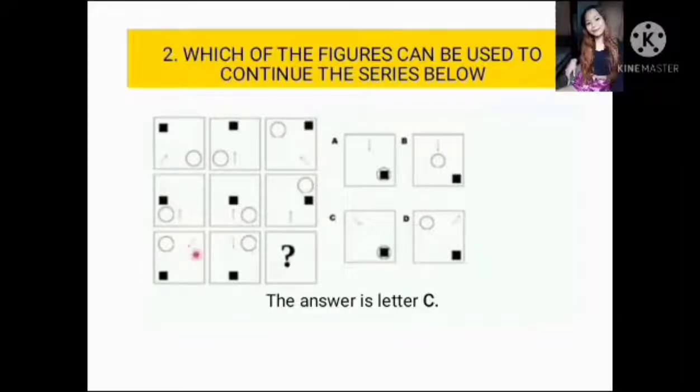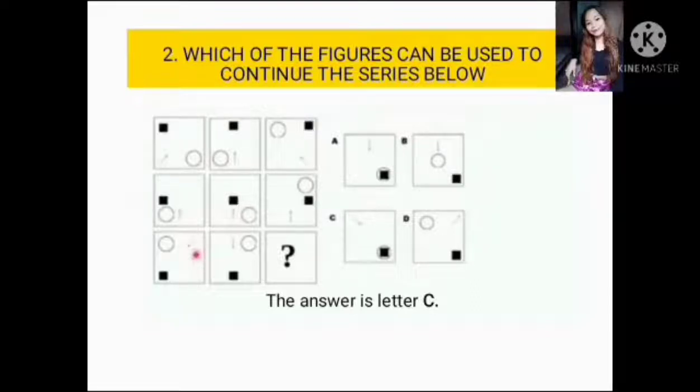In the series of patterns, meron tayong tatlong objects: the black square, circle, and arrow. Isa-isahin natin ang movement nila. Una, yung black square. Nag-move yung black square natin from left to right sa bawat row. Yung susunod na movement niya ay dapat nasa lower right corner. Nasa choices natin yung apat na choices. Lahat ng black square ay nasa lower right corner. Hindi pa natin ma-identify ang sagot.